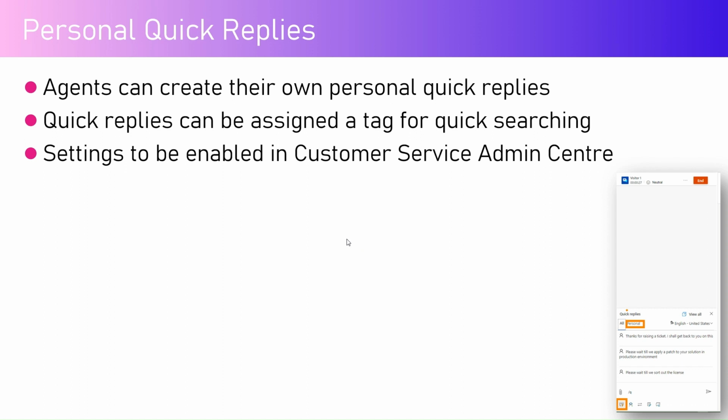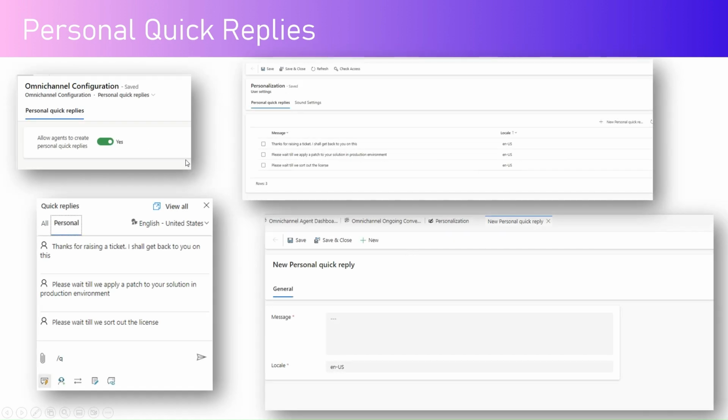Now, settings to be enabled in the customer service admin center. So as you see in the screen over here, if you trigger this icon while in the chat, you need to navigate to personal, and then you will see all the personal quick reply which you have created. Now, this is distinguished with a person icon. If this had been just a quick reply, then it will be shown in a globe icon. Okay, now let me show you how the configuration works.